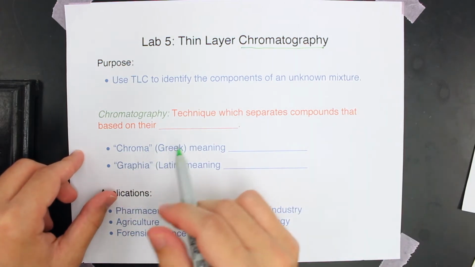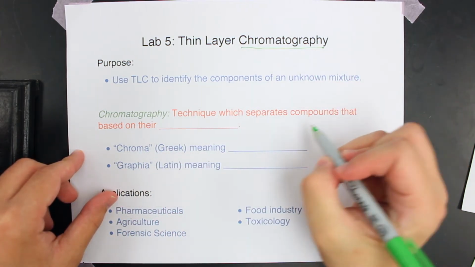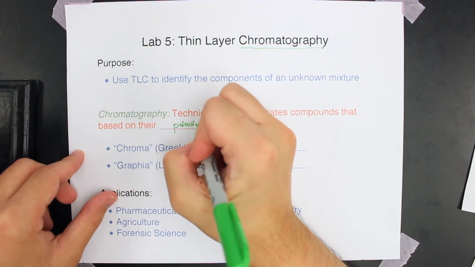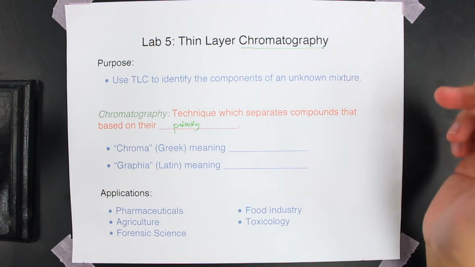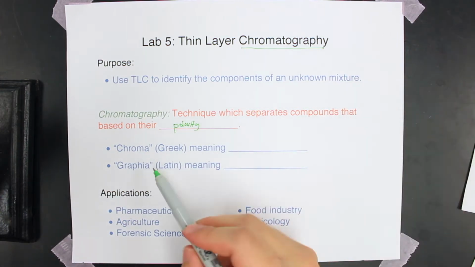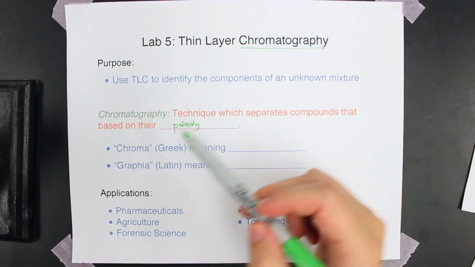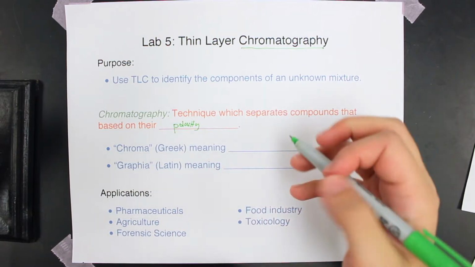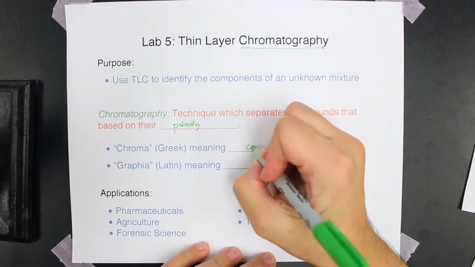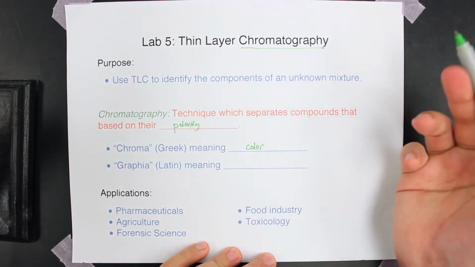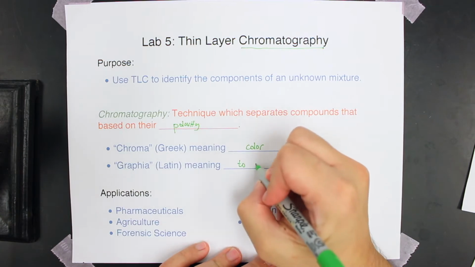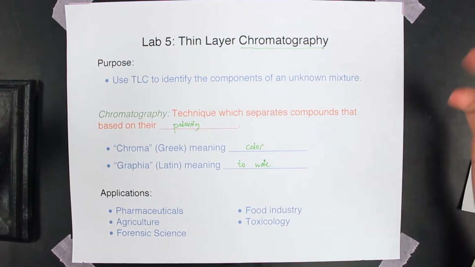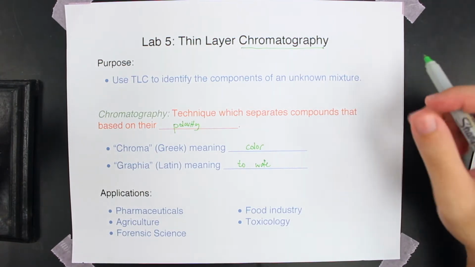So the word chromatography refers to a technique which separates compounds based on their polarity. The previous experiments we've been dealing with all the different separation methods, and this one deals directly with polarity of the molecules that are going to be separated. The term chromatography comes from the Greek, so chroma in Greek means color, and graphia in Latin meaning to write. So roughly speaking, the term chromatography means to write with color, or color writing, and you'll see in one of our experiments why that is.